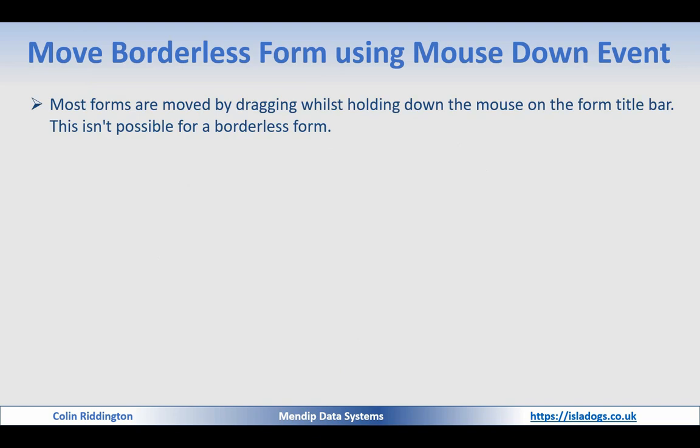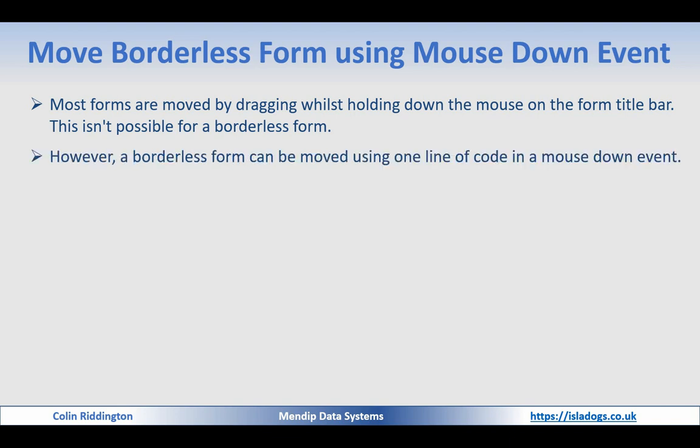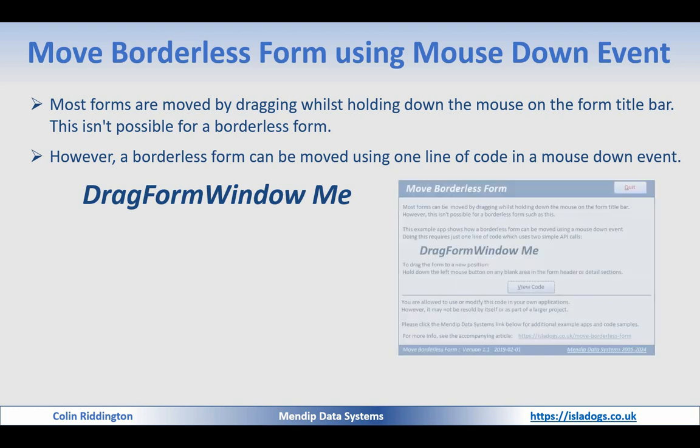Okay, let's explain in a little bit more detail before I show you the application. Most forms are moved by simply dragging whilst holding down the mouse on the form title bar. Very easy to do, but if you like borderless forms for their clean look, you don't have a title bar and therefore it's not possible to do that. But as I already stated, just one line of code is needed to do this with the mouse down event. And that line of code, DragFormWindow Me, I will explain in just a couple of seconds with my example app.